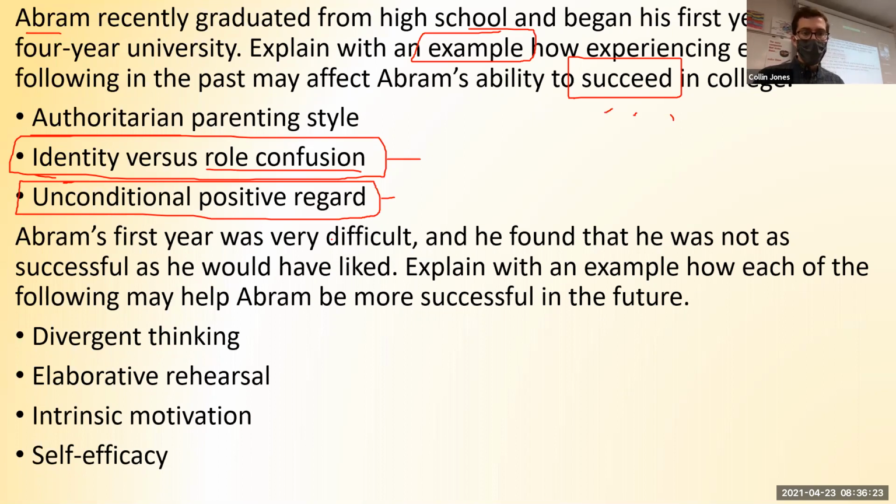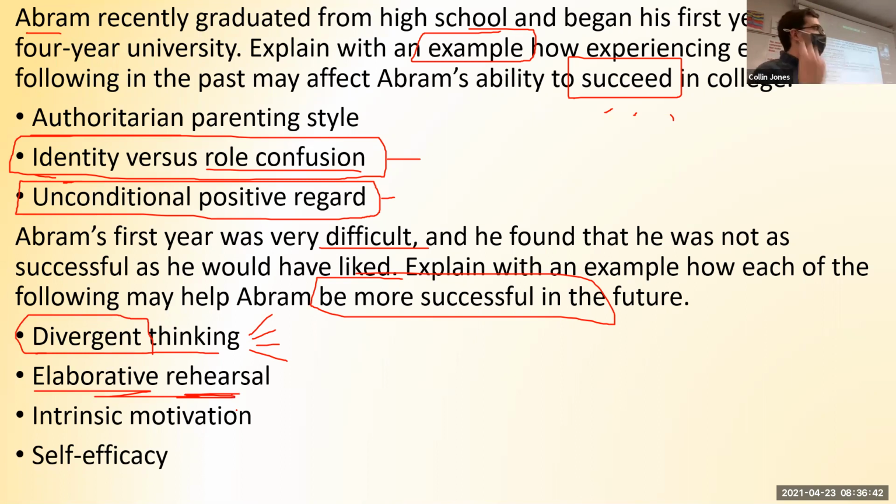Second part, his first year was very difficult. He did not do as well as he would like to have. How could he be more successful in the future? Well, we talked in Thursday's class about being creative, divergent thinking, being able to come up with lots of solutions to problems. So if he is more creative, that could help him be more successful. If he does deeper practice, deep semantic processing, that'll help him encode more information so he can get it out easily in the future. It'll help his long-term memory. That would help him be more successful in the future.